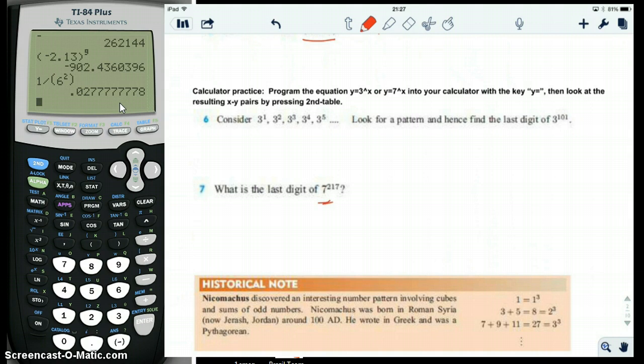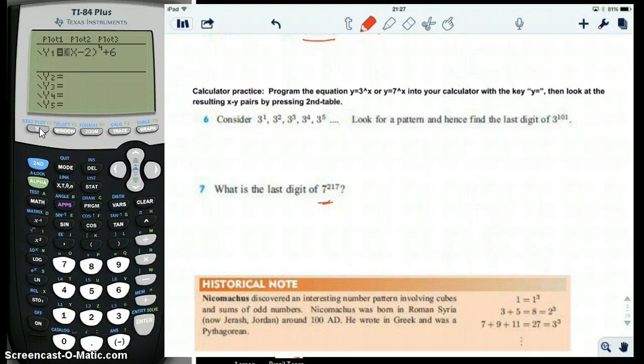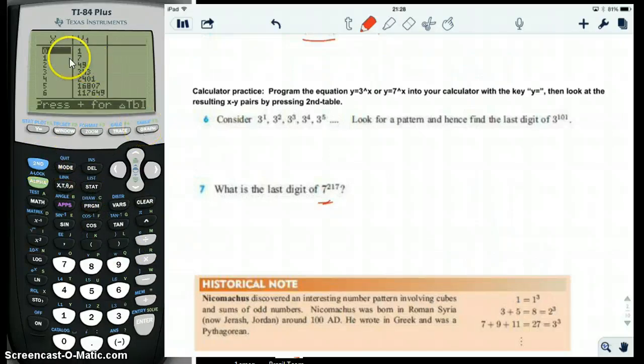We'll do this one. Okay, so we're going to use the calculator to do this. We're going to put an equation in here, and maybe you've never done this before, and if so, you're going to learn something very useful. We'll do 7 to the x, and then we're just going to see what the values are in a table. Obviously 7 to the 0th is 1, but 7 to the 1st is 7, and 49, 343, and so on. Now, what is 7 to the 217th?